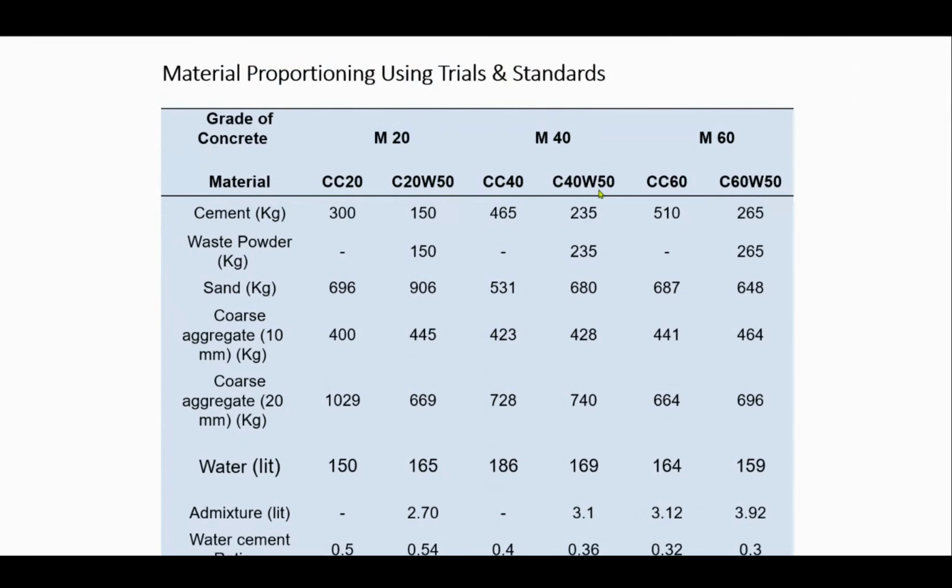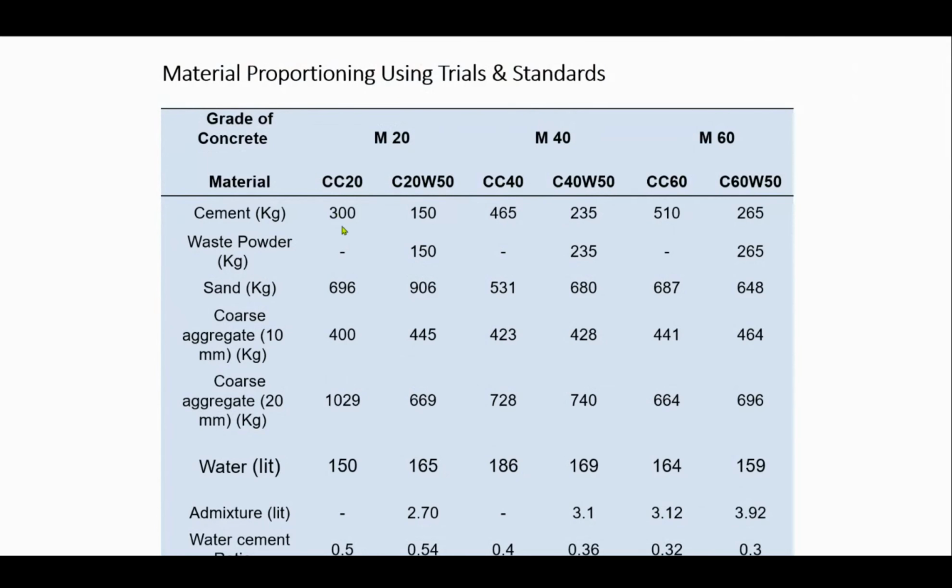So for another concrete, we will have 180 grams of cement and 180 grams of waste powder, so that is the type of replacement. In M60, this reveals conventional concrete at 60 grade and here a 50% replacement. Whatever I want to convey to you, I have mentioned over here.